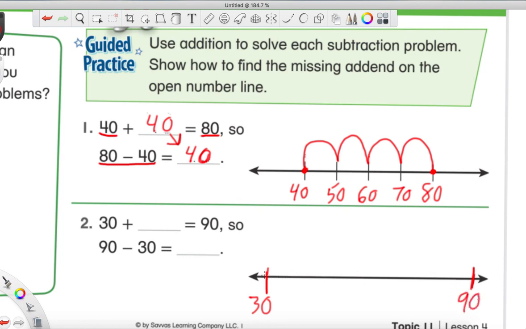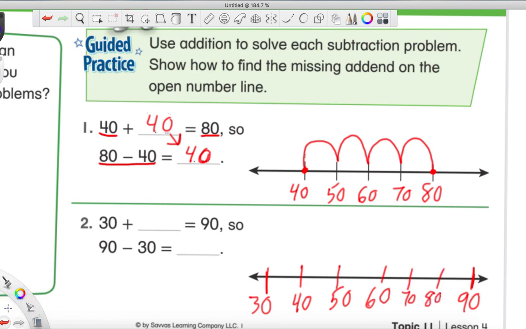And then we're just going to count by tens and fill in the gaps. So 10, 20, 30, 40, 50, 60, 70, and 80. And then finally we have 90 right here at the very end.